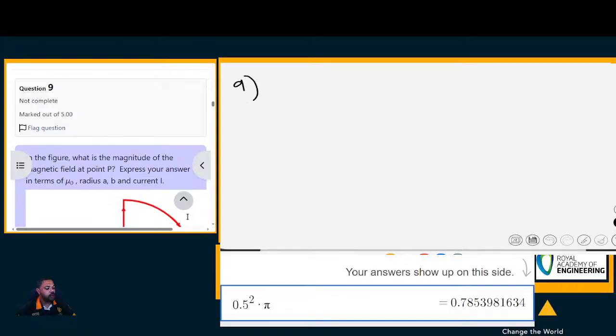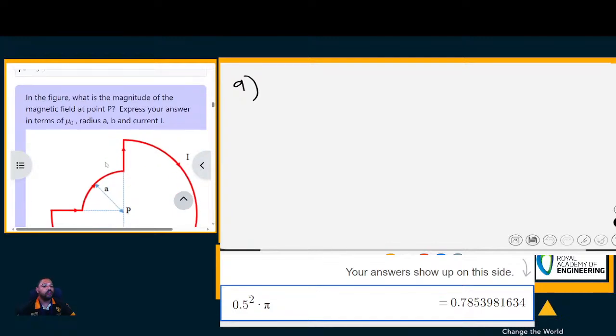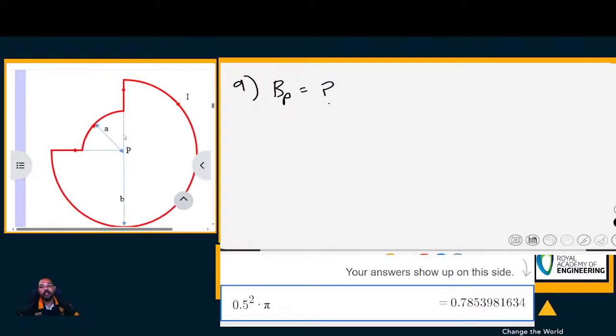So, number 9. The question reads as follows. In the figure, what is the magnitude of the magnetic field at point P? So we want the magnitude. We want the magnetic field at point P. What is the magnitude of the magnetic field B at point P? Express your answer in terms of mu naught, the permeability of free space, the radius a and b, and the current I. So we have this funny shape here.